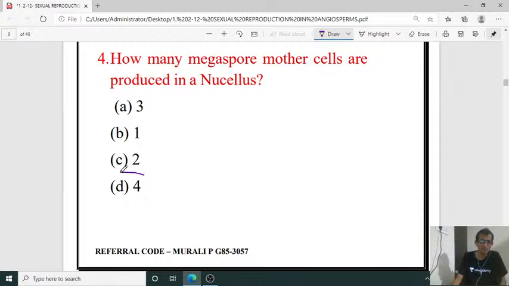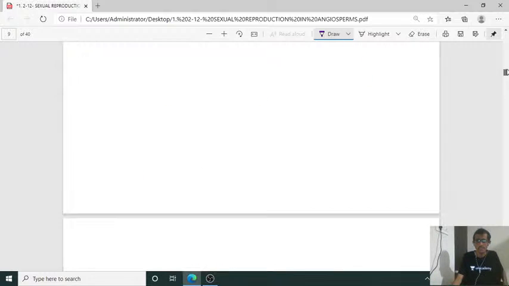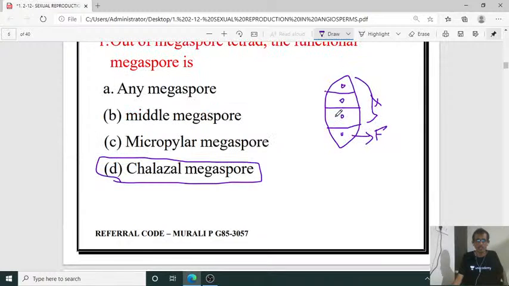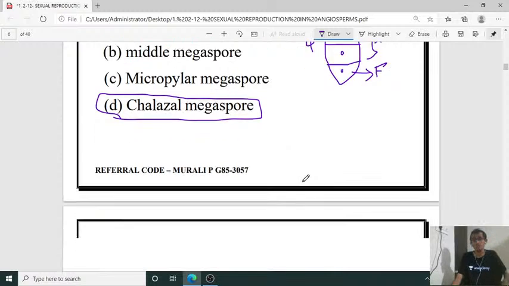How many? Four. Out of 4 megaspore mother cells, so it is called a megaspore tetrad. Only one is functional. That is the megaspore which is present in which end? In the first question I said it is in the chalazal end, not in the micropylar end. Out of 4 megaspores, only one is functional, isn't it? Which is the functional megaspore? The megaspore situated in the chalazal end of the ovule.